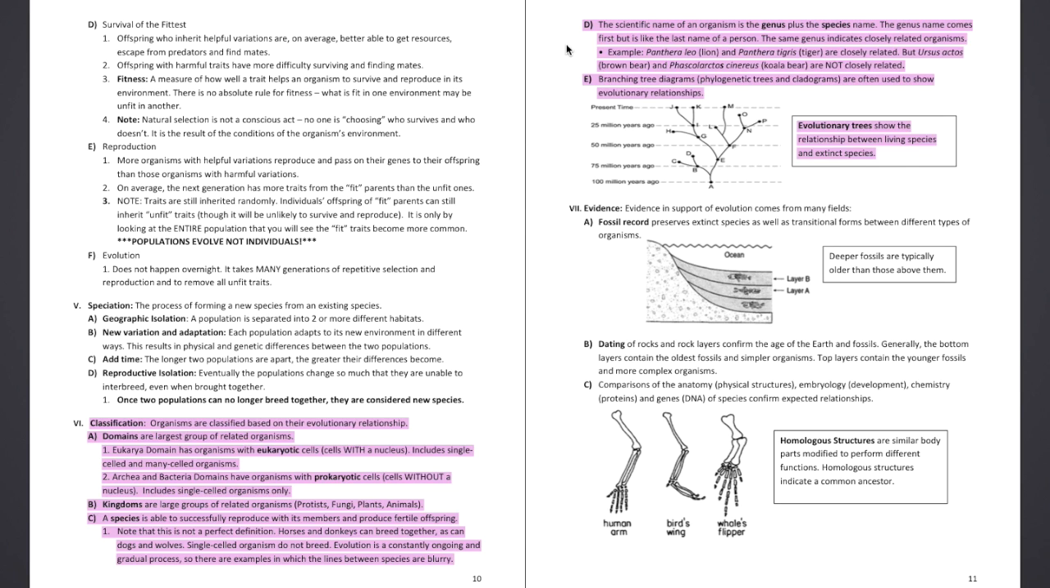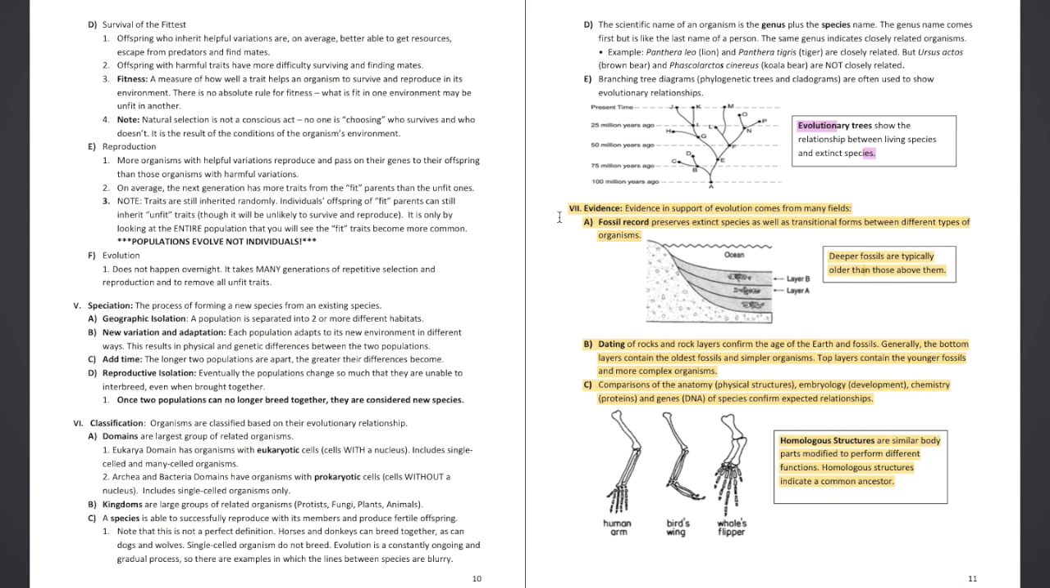E. Branching tree diagrams, phylogenetic trees, and cladograms are often used to show evolutionary relationships. Evolutionary trees show the relationship between living species and extinct species. 7. Evidence. Evidence in support of evolution comes from many fields. A. Fossil record preserves extinct species as well as transitional forms between different types of organisms.